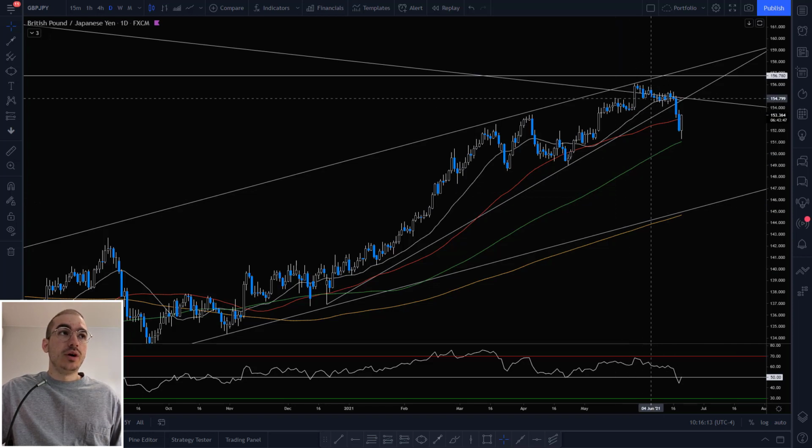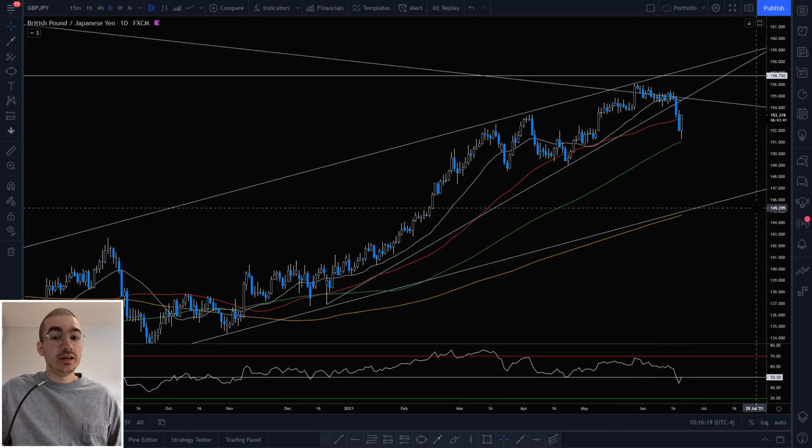So on the long term, on the daily chart, around these levels here is really where I thought that we might get a bigger pullback. But as I said, I needed, first of all, a fundamental reason and a technical breakout. So these are two things that I always look for.